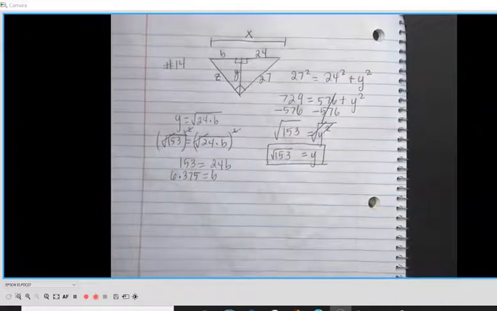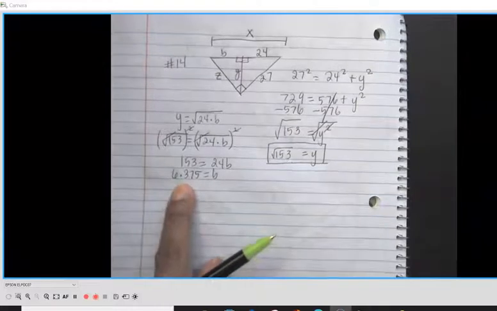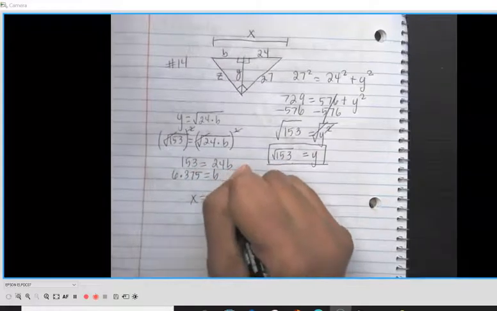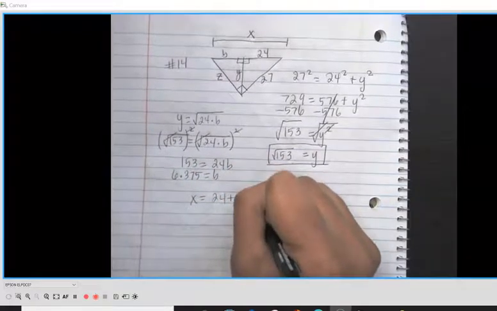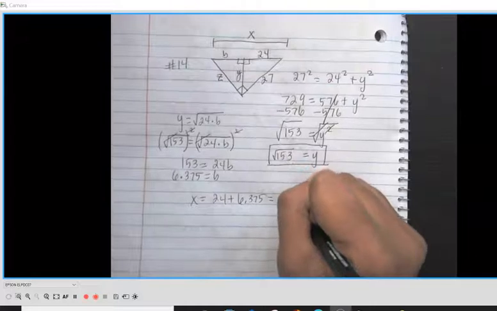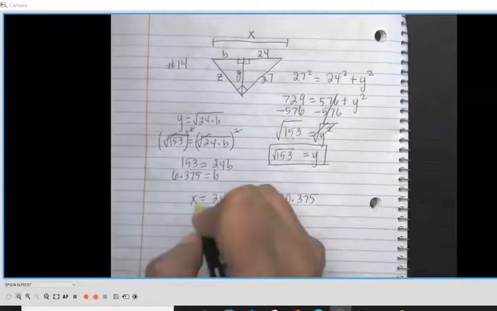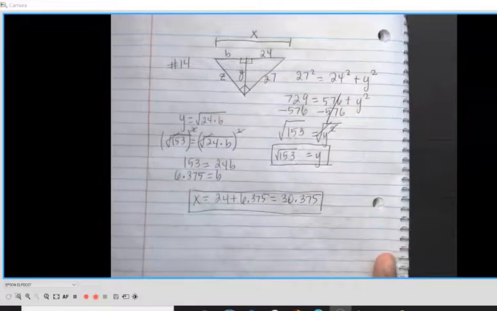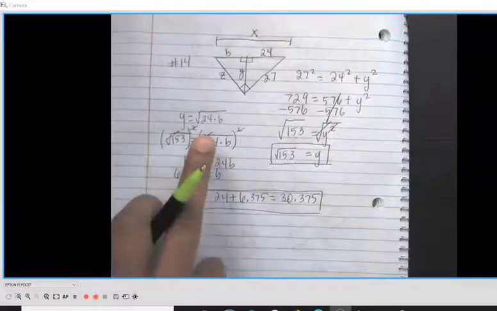Everybody good on that? So now that I know b is 6.375, I'm going to add that to 24. So x is equal to 24 plus 6.375, which is 30.375. That's x. So I got y and I got x. Last part now is to spit out z.